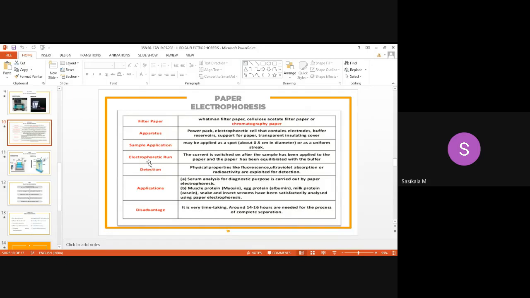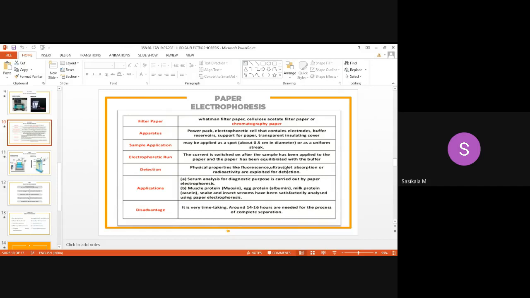Then for sample application, around 0.5 centimeter in diameter we need to apply, or as a uniform streak. Take a uniform volume of spot for all the spots of sample. Then the electrophoretic run is started when the sample is spotted over the paper and the paper has been equilibrated with the buffer.